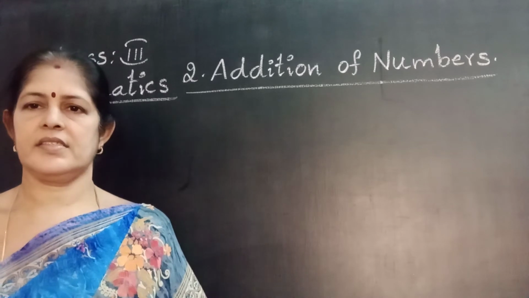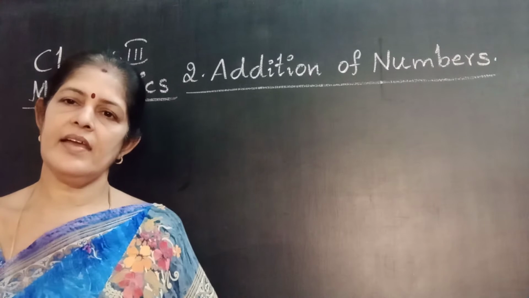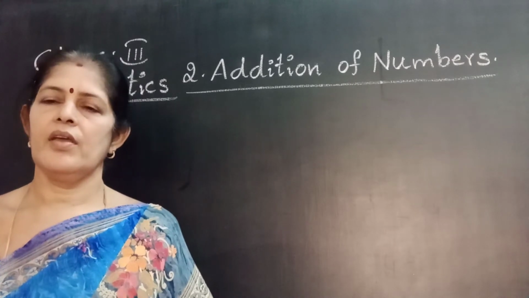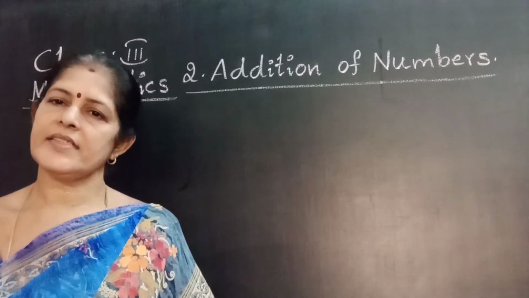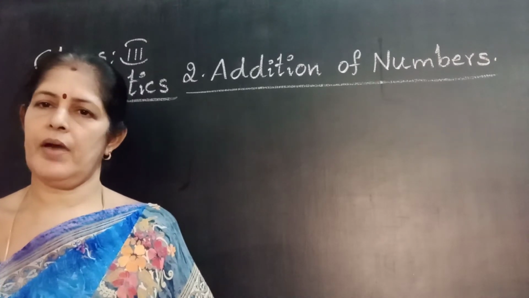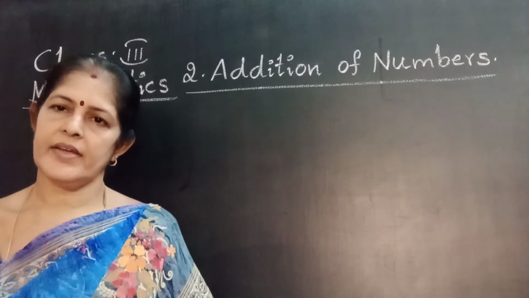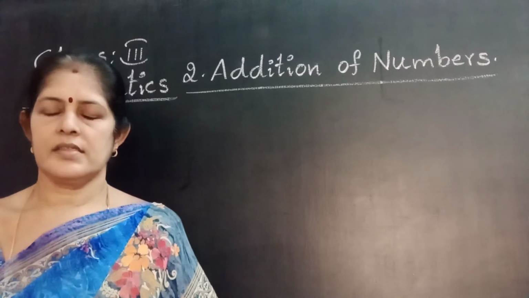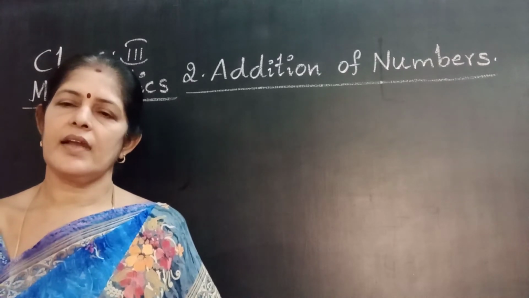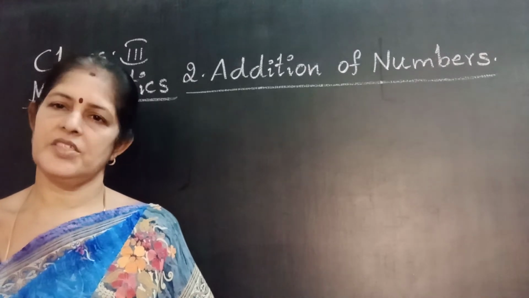Addition facts. When we add 0 to a number, we get the same number. When we add 1 to a number, we get the next number of the given number. When we add 2 or more numbers in any order, we get the same total. That property is called commutative property of addition.